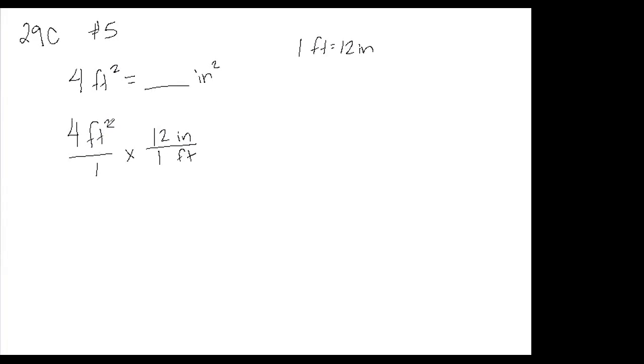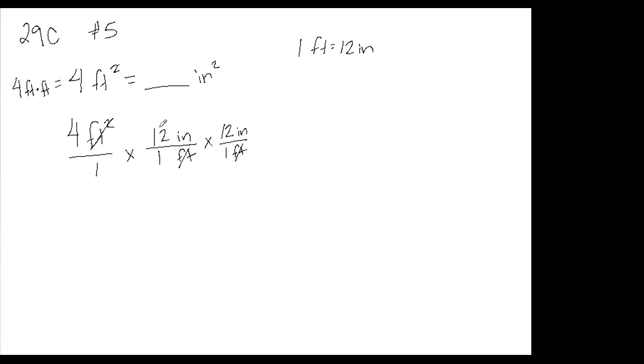Now this foot will only cancel with one of these squared ones. So when it's squared, there's 2 feet here. So if you like to think of it as 4 feet times feet, maybe that will help. There's 2 feet here when it's squared. So we need 2 of them at the bottom to cancel. So here's one of them. Here's our second one. So now there's a foot times a foot. Okay, so those are all canceled.